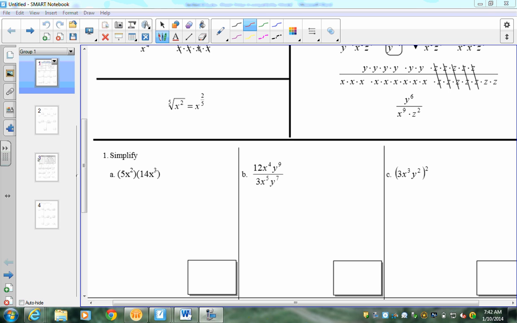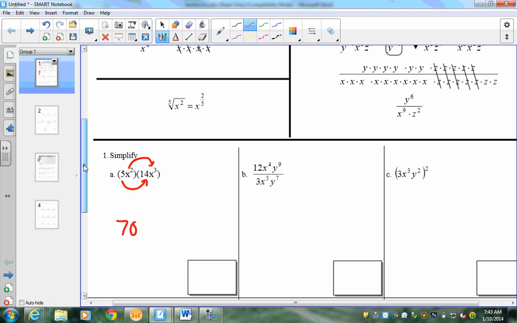This first one, letter A, is dealing with 5x squared times 14x to the third power. What we're going to do is a simple multiplication. We're going to take 5 and multiply it by 14, and when we do that, we get 70. The next thing we need to do is multiply x squared times x to the third power.